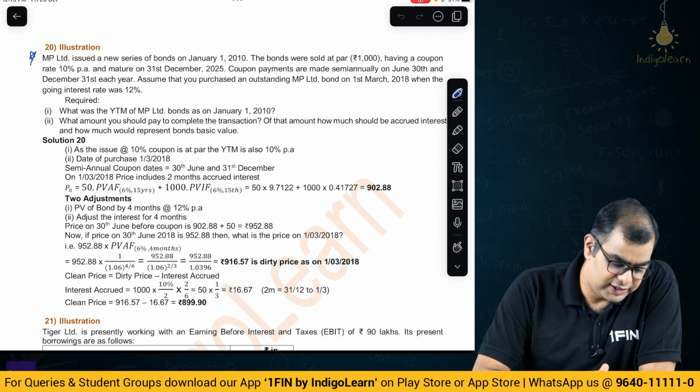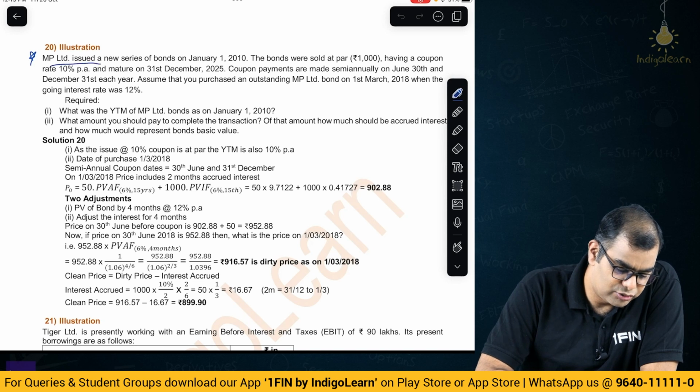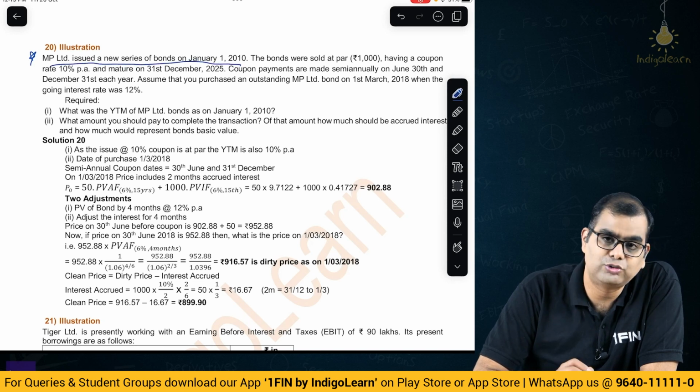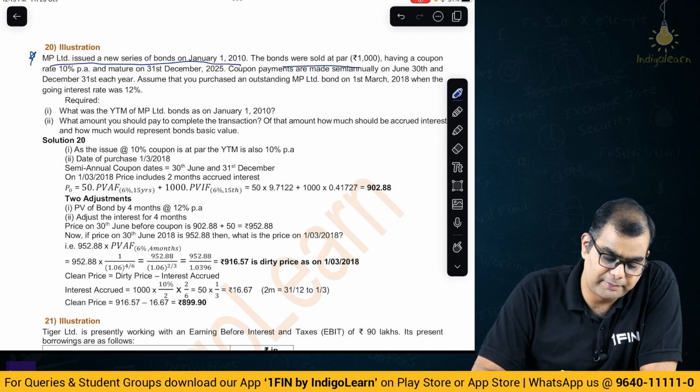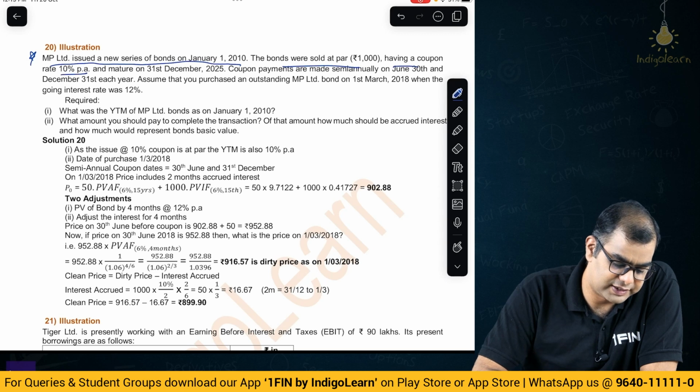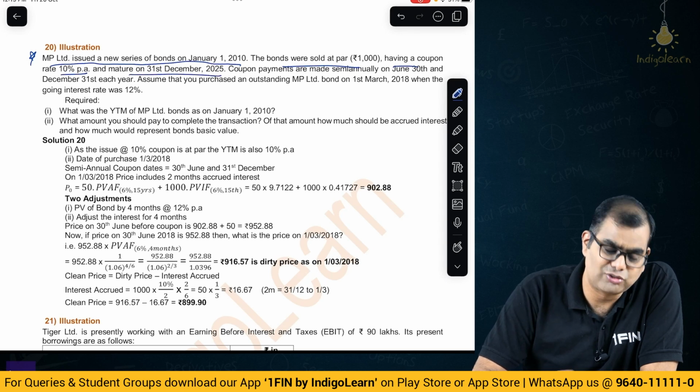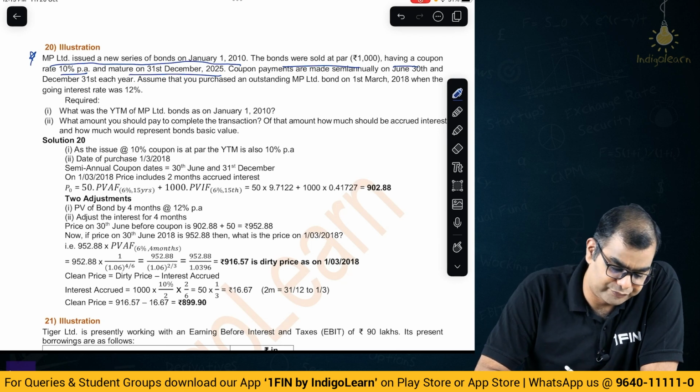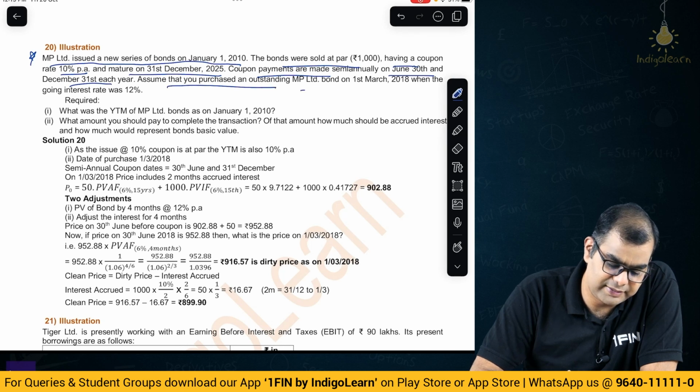So, friends, let us look at the next question. MP Limited issued a new series of bonds on 1st Jan 2010. The bonds were sold at par, having a coupon of 10% and mature on 31st December 2025. If they are sold at par, it means yield and coupon are both the same. Coupon payments are made semi-annually on June 30th and December 31st each year. Assume that you purchase an outstanding MP Limited bond on 1st of March when the going interest rate was 12%.